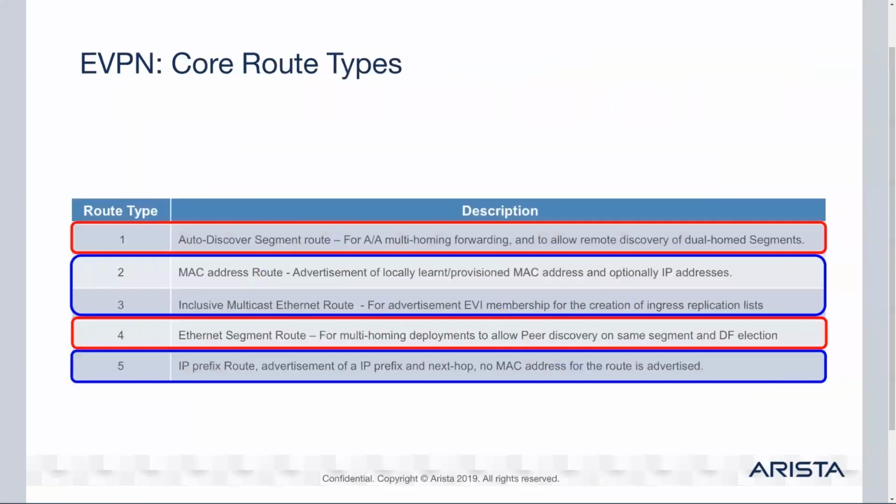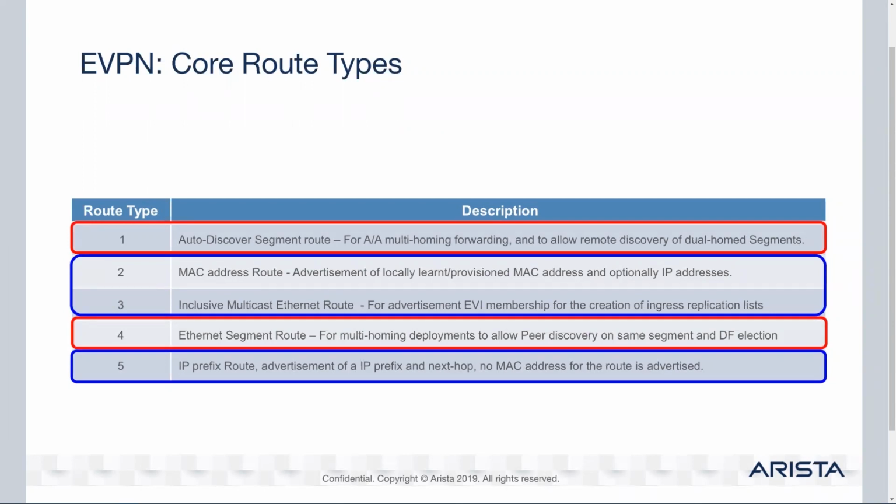Next slide, please. All right, so the route types that we'll be focusing on here are circled in blue. So we're looking at the MAC and MAC-IP route, type 2, and the IMET route, as well as the IP prefix route. That's route type 5. Route types 1 and 4 we covered in session 4. That is the active-active ESI multi-homing. So you'll get a full view of these once you go through the sessions.